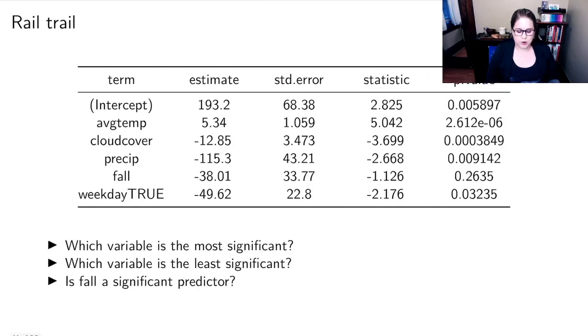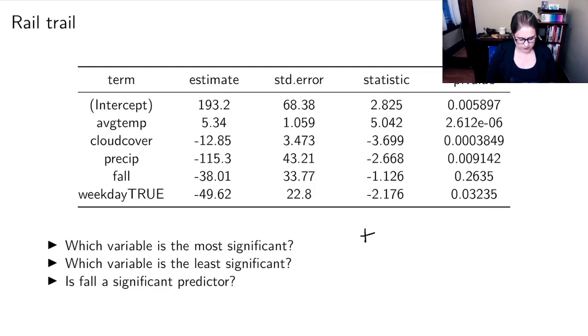Now I'm going to show you an even bigger model. This is a model that has 1, 2, 3, 4, 5 different predictors in it. It still has the intercept, and it's got average temperature and cloud cover, but now I've also put in precipitation, whether or not it's fall, and whether it's a weekday. And this is the kind of output that you get from a computer. You get the estimate and the standard error, then the t-statistic, and the p-value. If we wanted to, we could reproduce this.